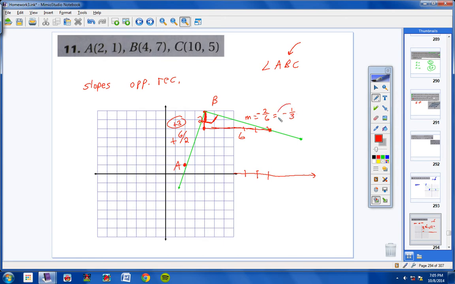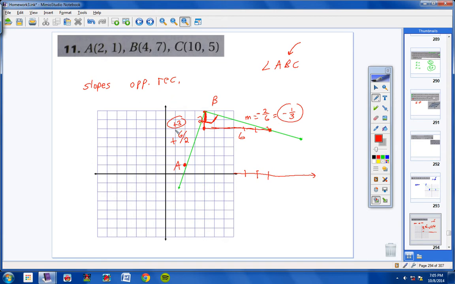Now I have a question for you. What was the slope of this line over here? Positive 3. What's the slope of this line over here? Negative 1/3. Well, I have two questions for you. First of all, are the signs of the slopes of these two lines opposites? Yes, they are. One is positive and one is negative. Now, are they also reciprocal? In other words, are they flipped?